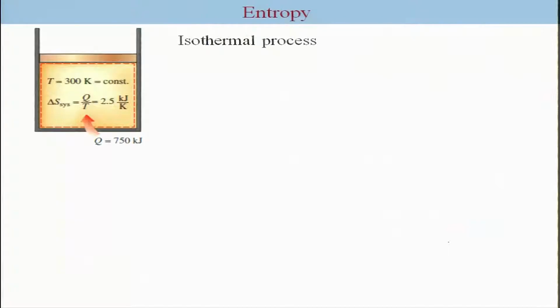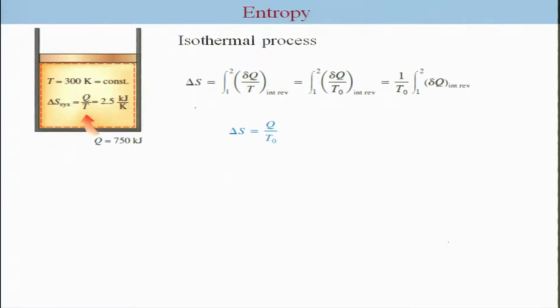Now, for the case of, let us say, an isothermal process, where heat is being supplied and the temperature is fixed, your delta S of the system will be nothing but, since the temperature is fixed, simply Q by T0. So, for the case here, 750 divided by 300 Kelvin comes out to 2.5 kilojoules per Kelvin.